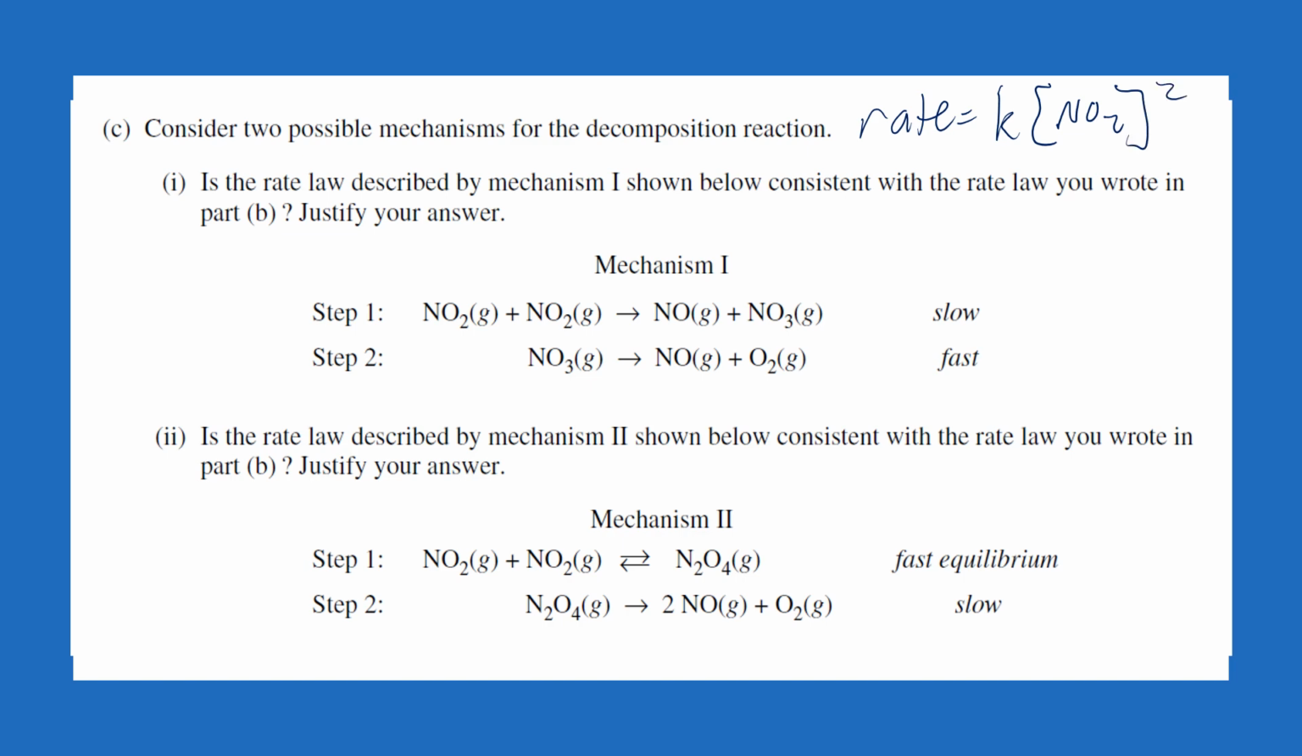Okay. Is the rate law described by mechanism 1 shown below consistent with the rate law you wrote in part B? And justify your answer. So mechanism 1, first step is slow. So we only consider the first step. And we can ignore the fast step. And there are 2 molecules of NO2. So yes, that is consistent because there's 2 NO2s in the rate law. And you only look at reactants for rate laws.